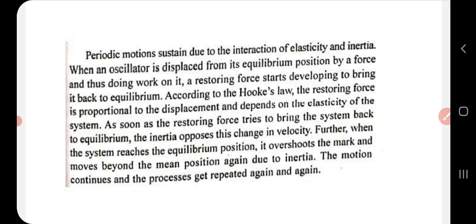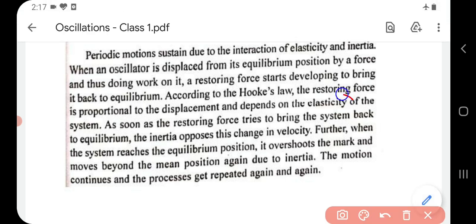Now, this restoring force, thus acting, mainly depends on the elasticity of the system. Okay, so you are trying to displace an oscillator from its equilibrium position by applying a force. When you do so, a restoring force acts at the same time so as to bring the oscillator back to its equilibrium position.